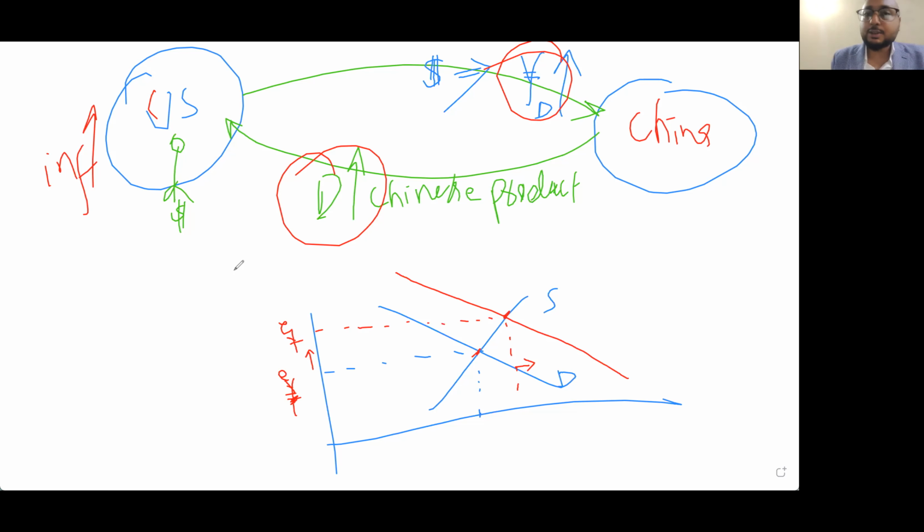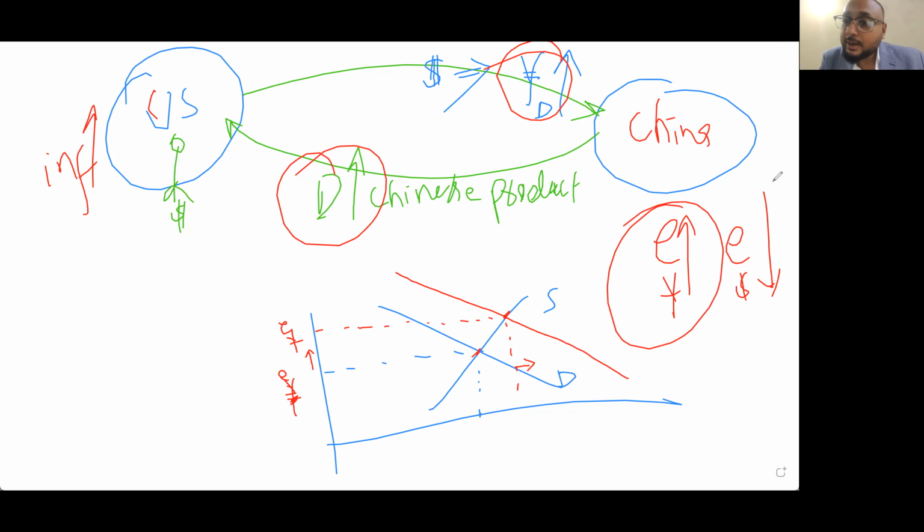So relative inflation causes the foreign currency to increase in value. So if yuan increases, which means the price of the dollar decreases, the dollar depreciates, the yuan will appreciate. In terms of the terminology of international finance, the yuan will appreciate, the dollar will depreciate.